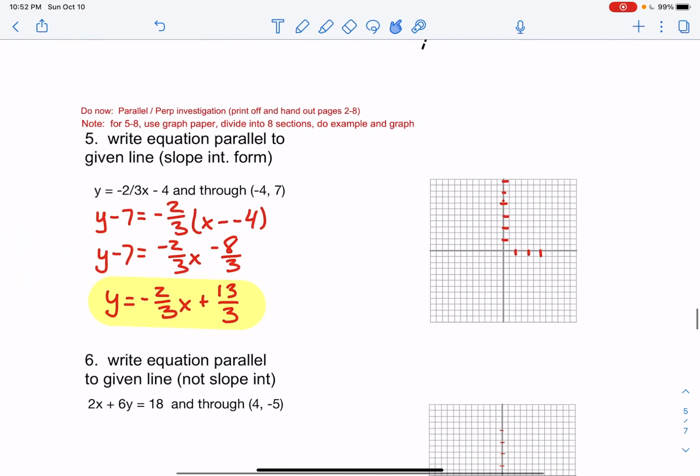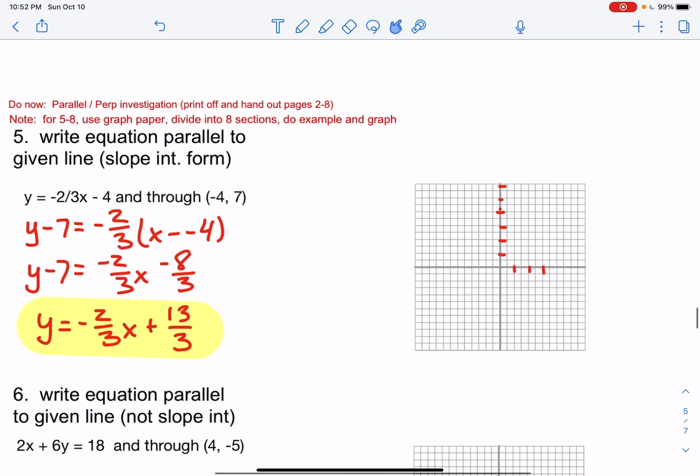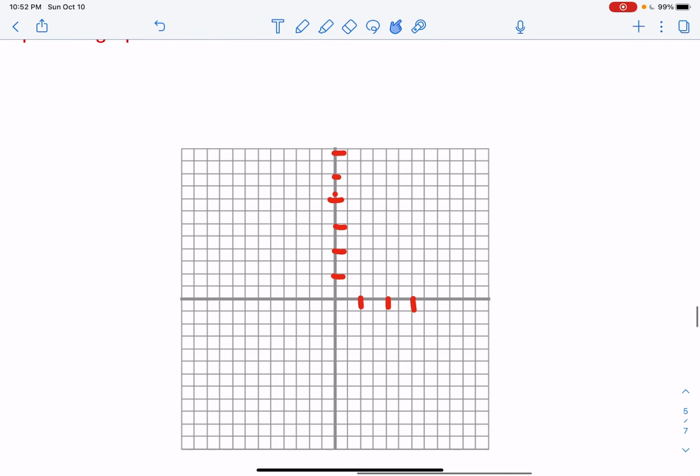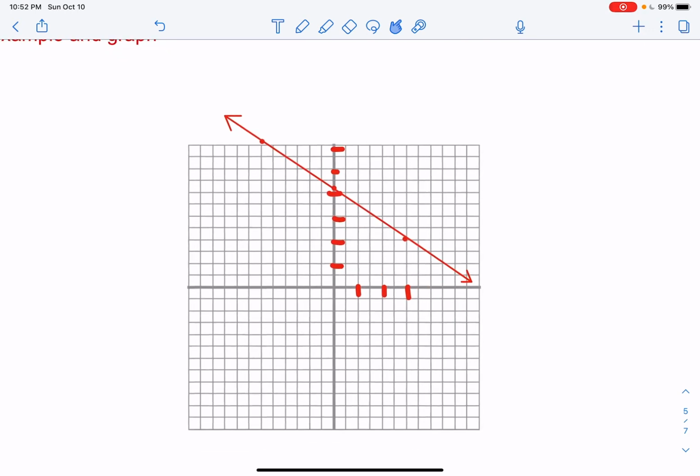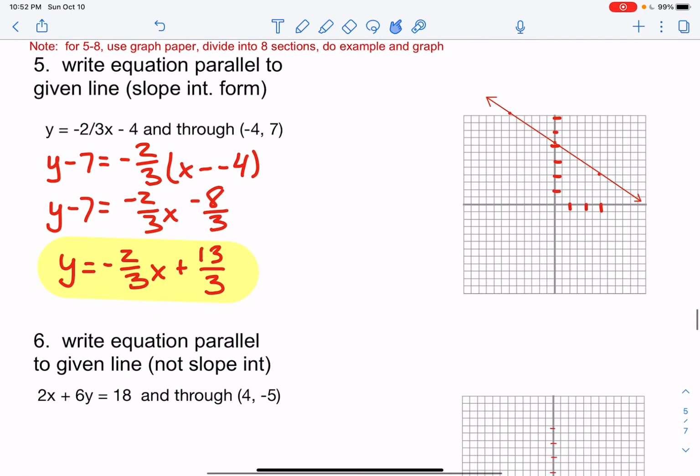And then my slope tells me to go down 2, right 3. So I can go up 2, left 3 or down 2, right 3, either way. And then connect my line. That's the graph of that equation.